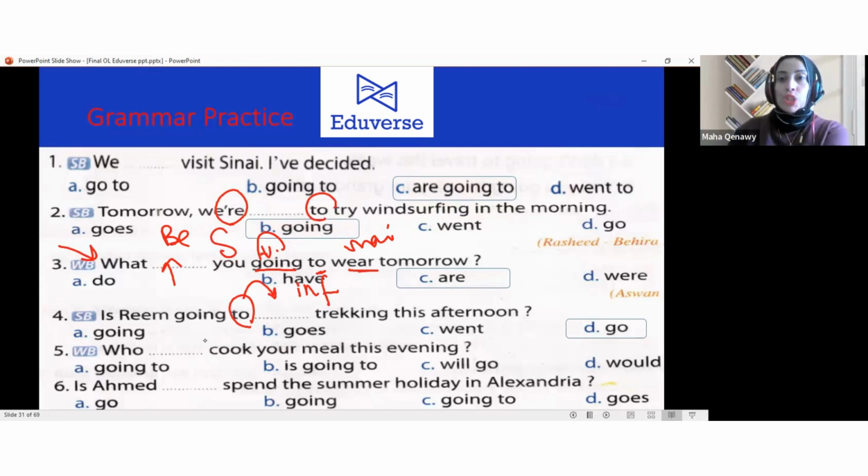She's going to go. Who will cook your meal this evening? Who is going to? Because who here works as the subject of the verb. Who is the only WH word which functions like a subject. Who is going to cook your meal this evening. Number 6, will Ahmed spend the summer holiday in Alexandria? Is Ahmed going to spend it in Alexandria?